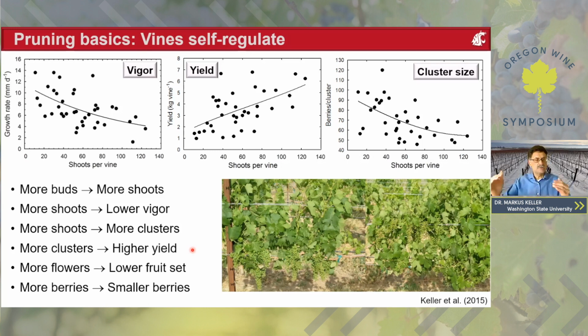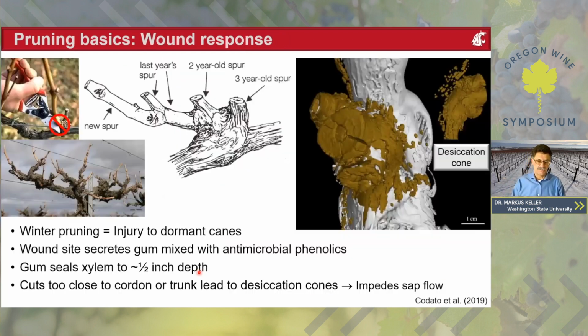So you can use that bud to shoot relationship to gauge somewhat your yield level of the plant, but also the size of your berries, the amount of fruit set, the openness or compactness of your clusters. If you leave more crop early in the growing season, you will get less compact clusters overall. So this is a classic relationship of bud number and then vine compensation.